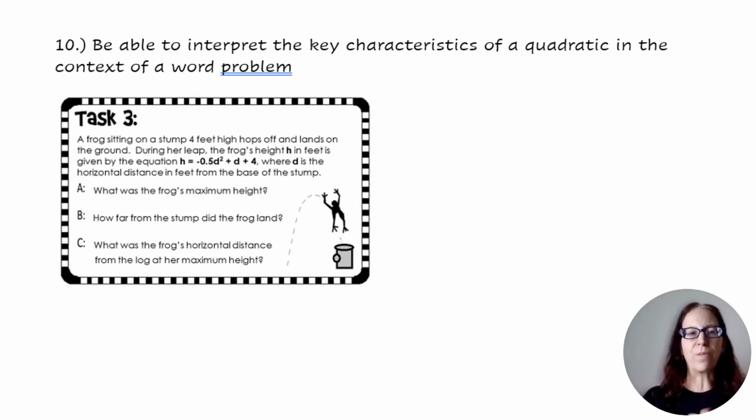Okay, and then the last one is be able to interpret the key characteristics of a quadratic in the context of a word problem. So you'll notice that this problem hopefully looks familiar, and I did not put Desmos on the screen because I said to myself, I already recorded a video where I did this same problem. I shouldn't have to record it again. So hopefully you were in class the day we did this, and you remember how we did it.